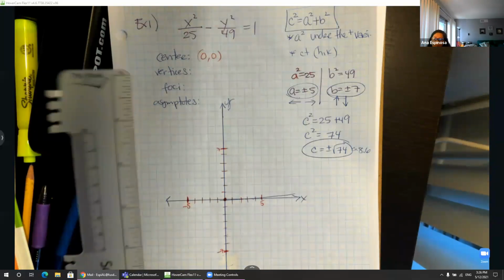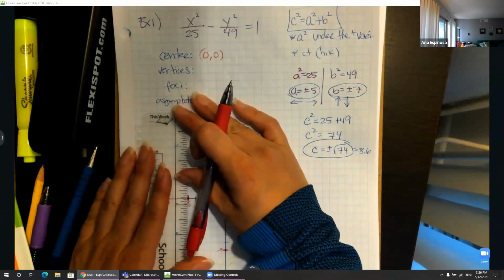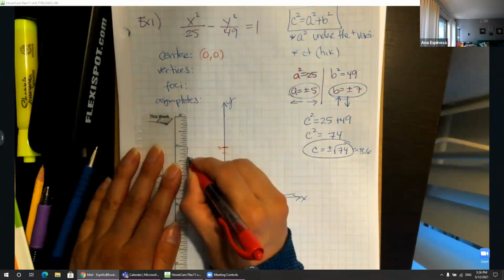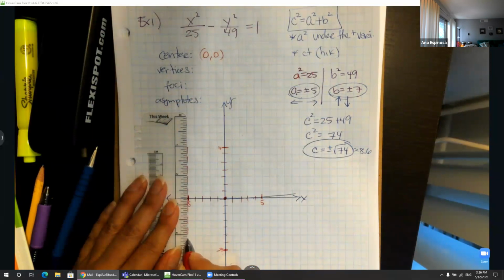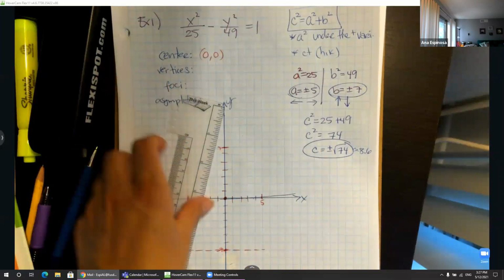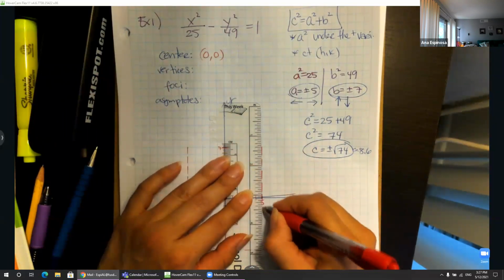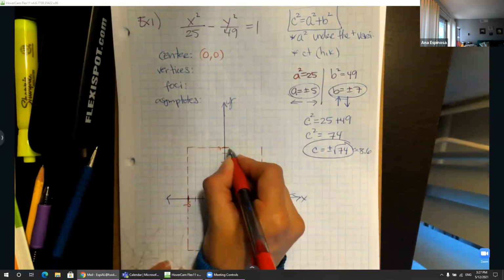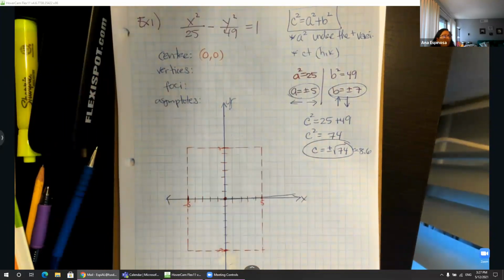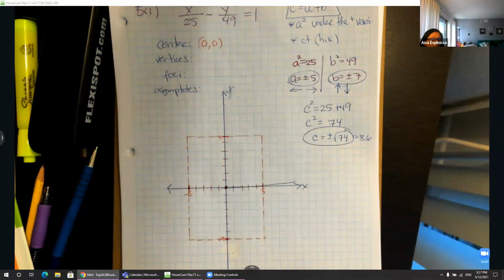So you're going to get your ruler, okay? You're going to make a dashed box, because that box is only to guide you to graph these hyperbolas, but it is not a part of the actual graph. So I'm going to dash it. I'm just going to go like that. Okay. So with this information, just those two, you're going to make a box.